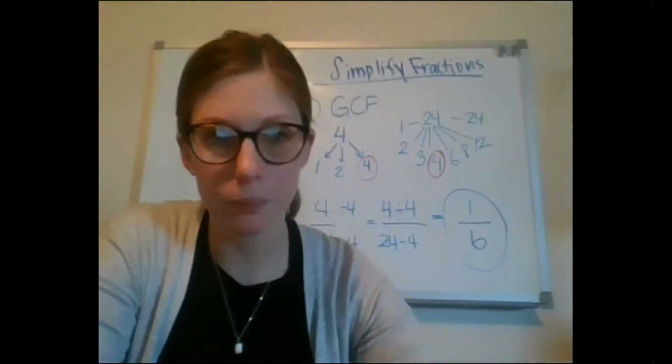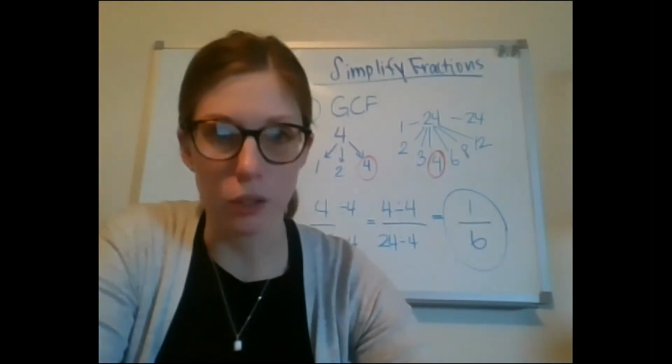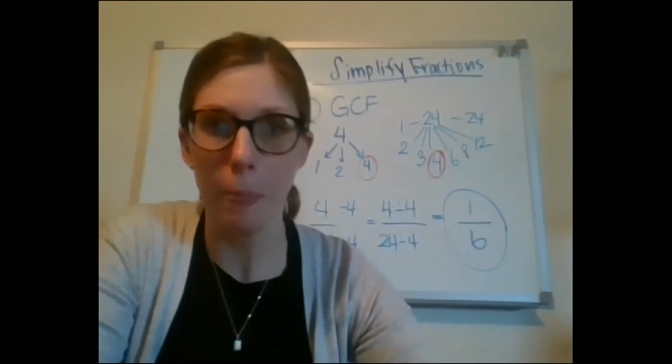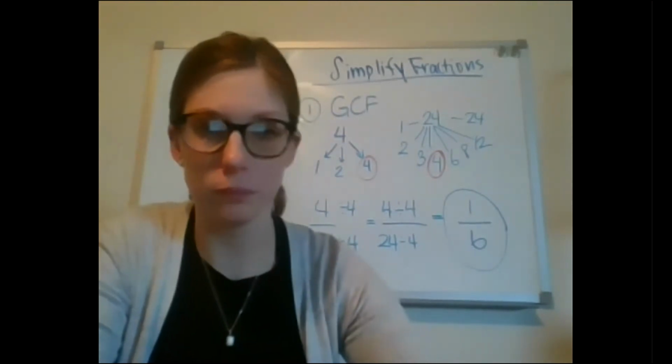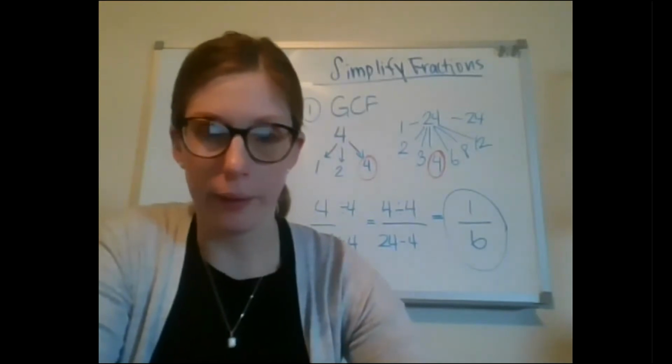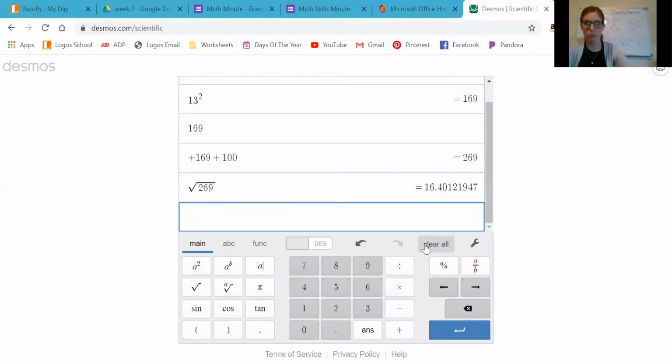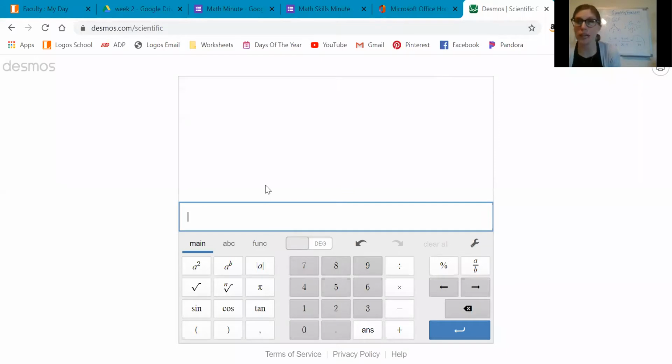Let me see if this will do it. Let me share this screen with you real quick. Let me figure out how to do that. So there's this really great calculator online. It's called Desmos. You just search Desmos, D-E-S-M-O-S on Google. It'll come up. You want to go to the scientific calculator. We don't need the graphing calculator right now.